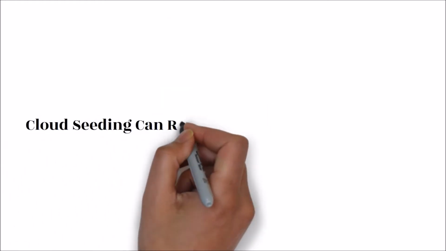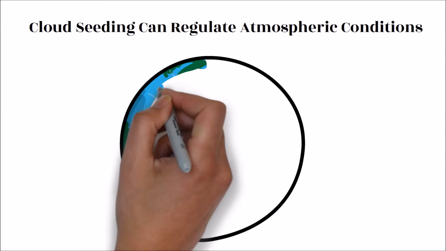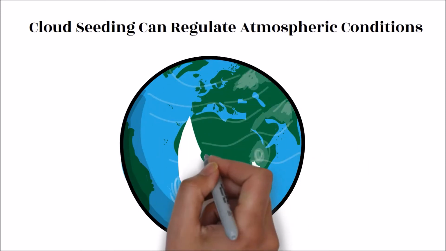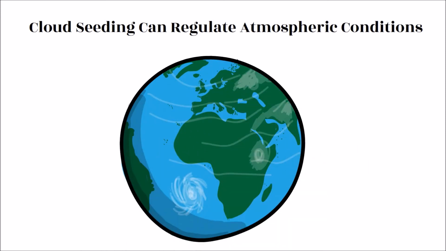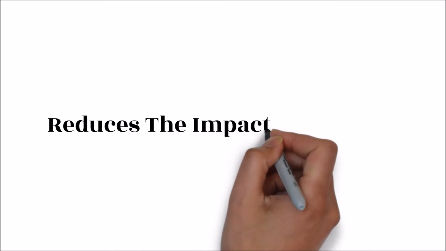Cloud seeding can regulate atmospheric conditions. Cloud seeding has been used in different parts of the United States to modify weather conditions. For example, scientists are now able to reduce the size of hailstones during thunderstorms to prevent the destruction of property. Some countries also use this technique to prevent the formation of fog, thereby preventing aviation accidents. Cloud seeding has also been used to prevent flooding in countries such as Indonesia.